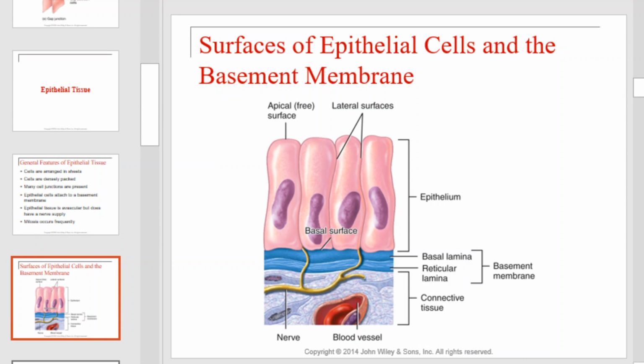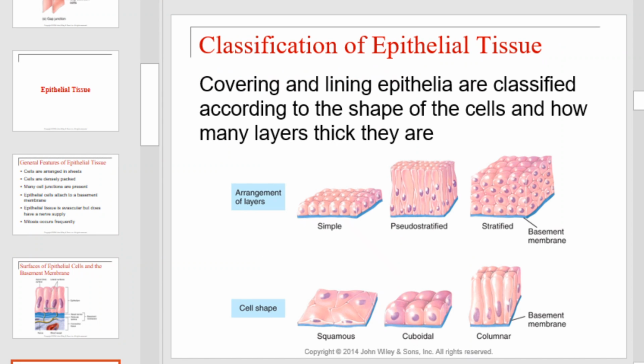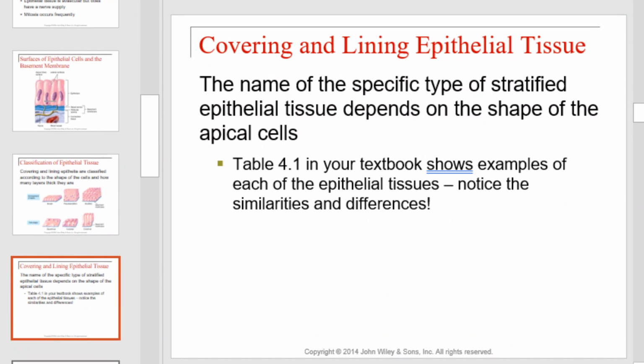This is a simplified diagram of how epithelial cells attach to a basement membrane. And here we see the classification of epithelial tissue based on the arrangement of layers and cell shape. Covering and lining epithelia are often classified according to the shape of cells and how many layers thick they are. The name of the specific type of stratified epithelial tissue depends on the shape of the apical cells, as illustrated in your book.